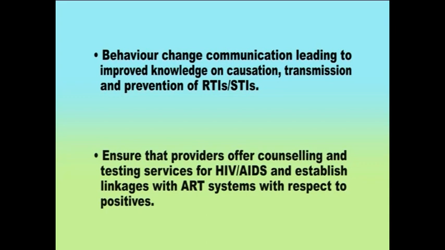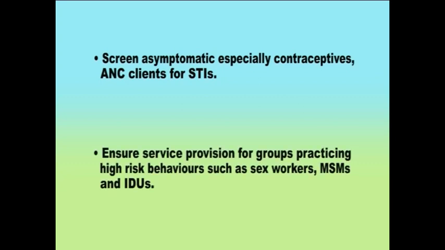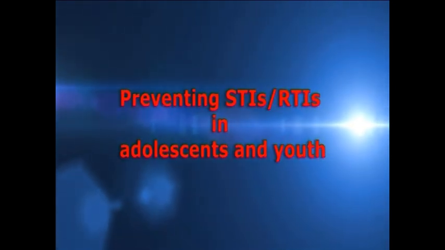Ensure that providers offer counseling and testing services for HIV or AIDS and establish linkages with ART systems with respect to positives. Screen symptomatic, especially contraceptive, ANC clients for STIs. Ensure service provision for groups practicing high-risk behaviors such as sex workers, MSMs and IDUs. Now let us come to preventing STIs and RTIs in adolescents and youth.